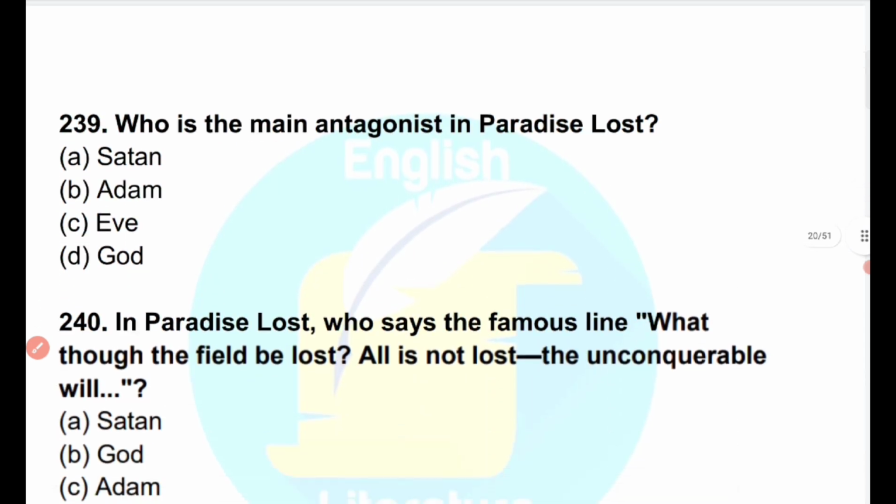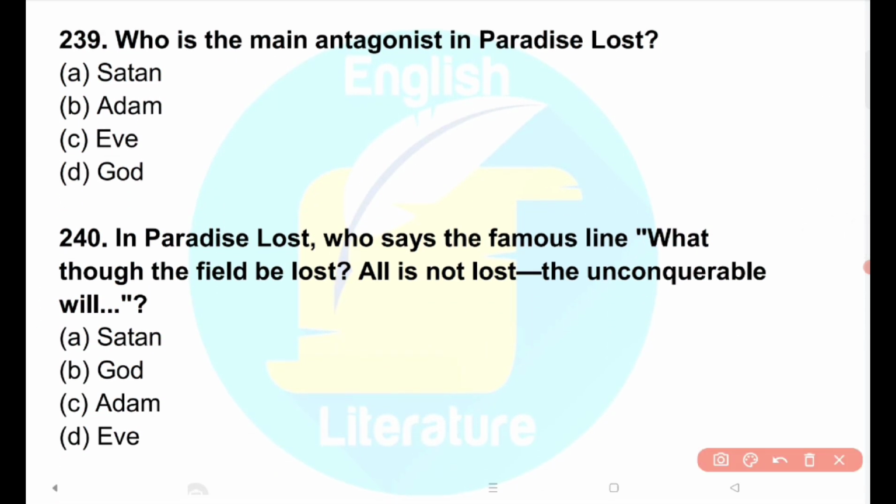What is the main antagonist in Paradise Lost? Option A, Satan. In Paradise Lost, who says that famous line, what though the field we lost, all is not lost, the unconquerable will? Option A, Satan.